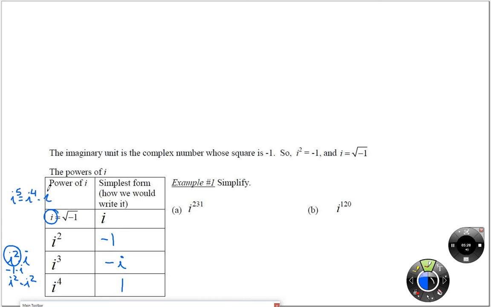Times i, because you would add the exponent. So when we look at a high power of i, like i to the 231st power, I don't really want to write out all the powers. But when I was doing i to the 5th, notice every time I came up with an i to the 4th, i to the 4th was just equal to 1.